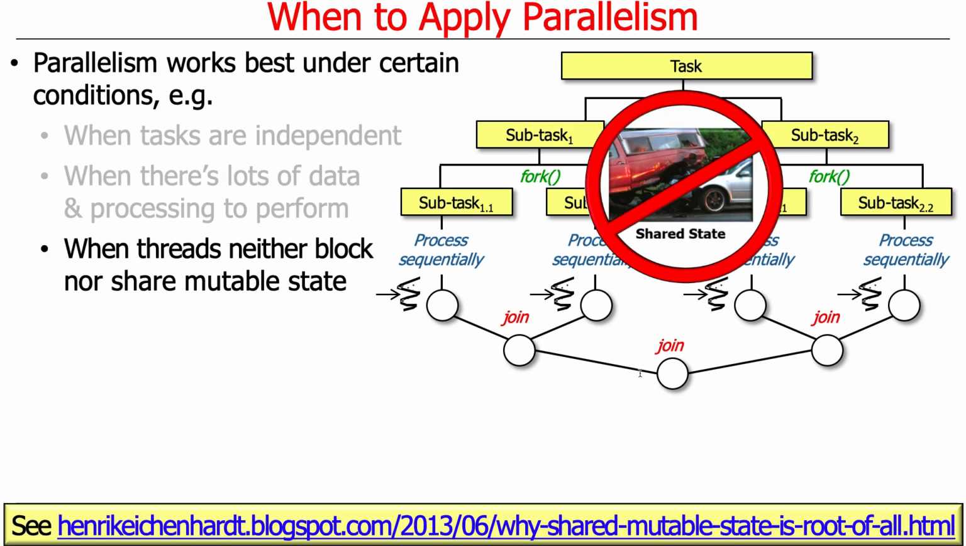Another condition under which parallelism works well is when the threads that are doing the computations in parallel neither block on I/O or synchronizers or whatever, nor share mutable state. Mutable state being that state that gets changed by multiple threads. We talked about that a bit earlier when we talked about concurrent processing. So if threads don't block, if they're CPU bound, or they are not sharing state, they're independent of each other, then parallelism works a lot better.